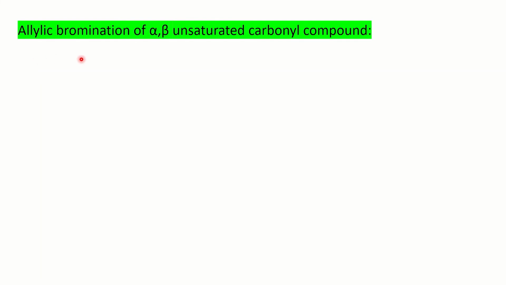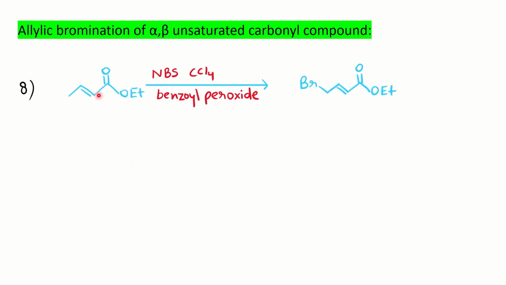The next is allylic bromination of alpha beta unsaturated carbonyl compounds. In an alpha beta unsaturated carbonyl compound, you can notice here we have alpha and beta positions. This is the alpha carbon with respect to the carbonyl, and this is beta. So this is the alpha beta unsaturated moiety, and we are saying allylic bromination. With respect to this double bond, we know this one is the allylic position, right? So with NBS in the presence of a non-polar solvent and peroxide, that is the initiator, the allylic bromination will occur.